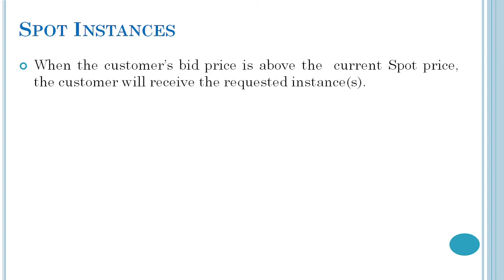Then spot instances. With spot instances, customers specify the price they are willing to pay for a certain instance type. When the customer's bid price is above the current spot price, the customer will receive the required instances. The instances will run until the customer terminates them, the spot price goes above the customer's bid price, or there is not enough unused capacity to meet the demand of spot instances.